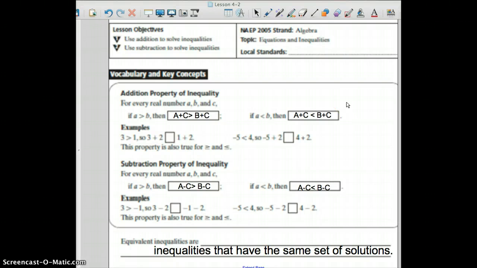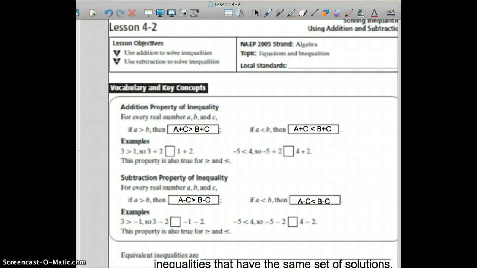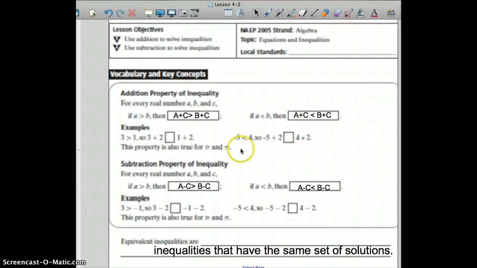Hi class, we're looking at lesson 4.2, which is using addition and subtraction to solve inequalities. Let's look at the properties first of all. We have the addition property of inequality.